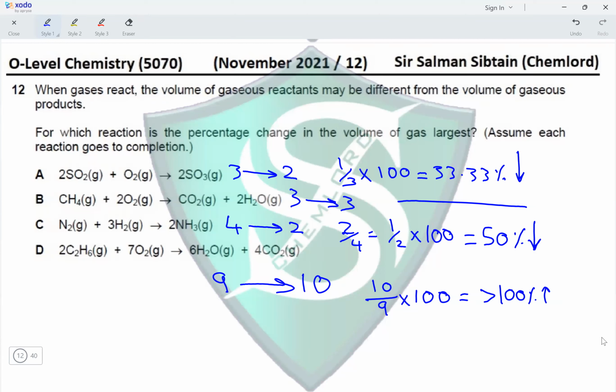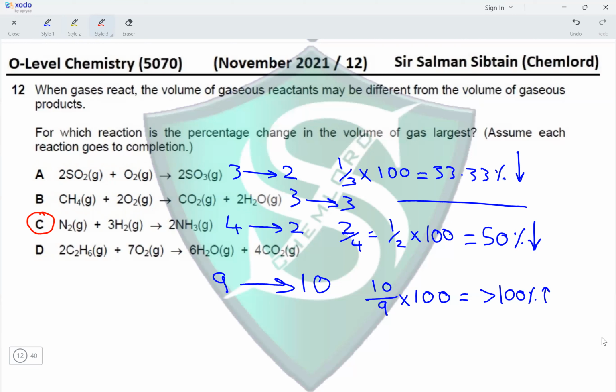So out of the 4 given options, the greatest difference appears in option C, and this makes option C the correct option for this question.